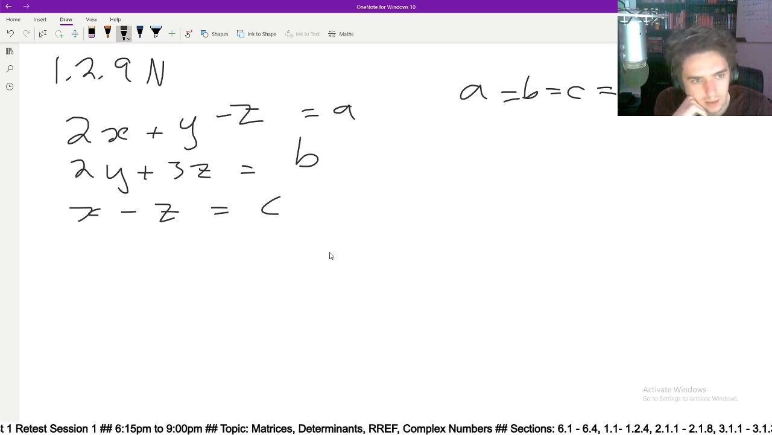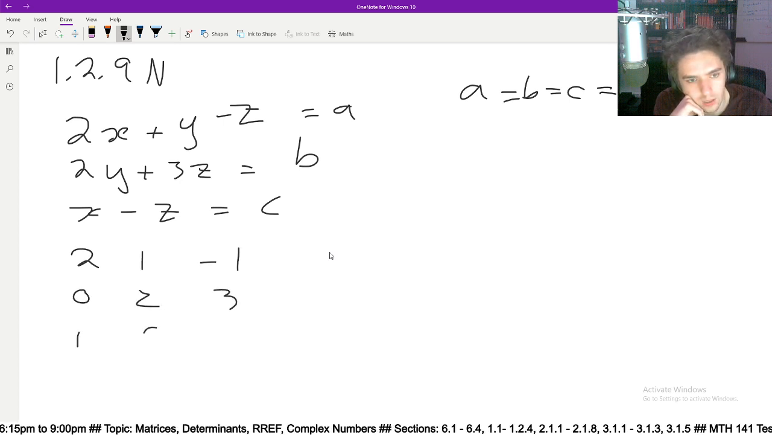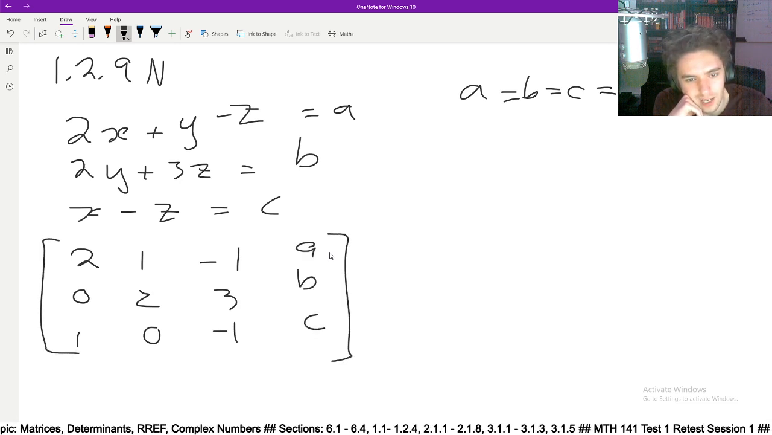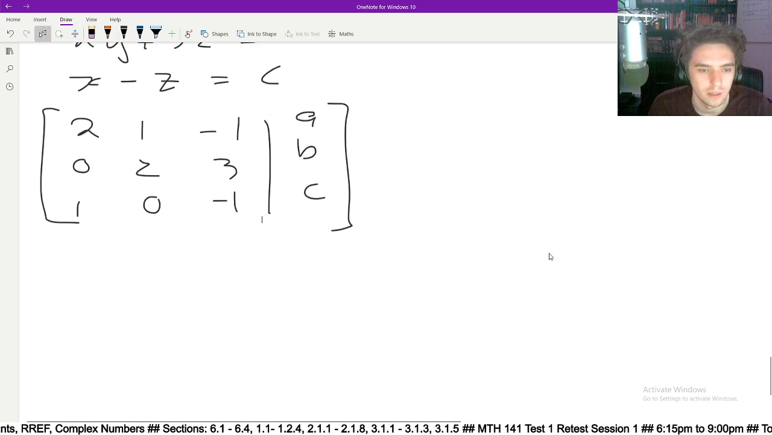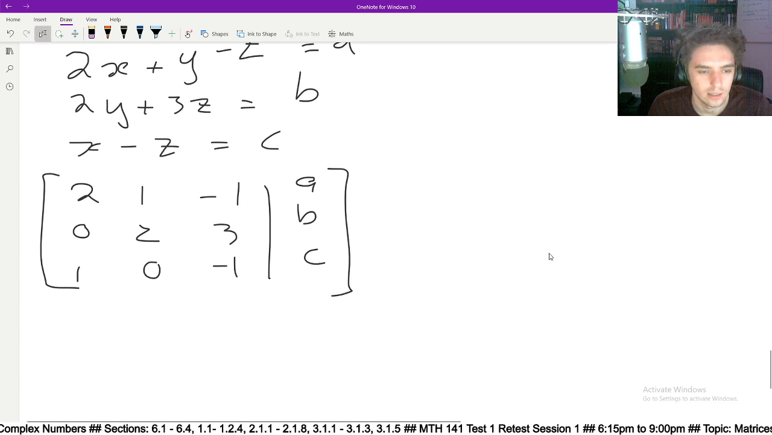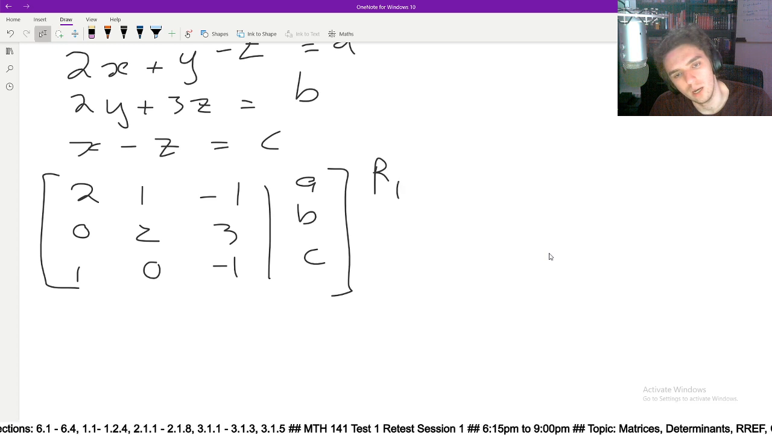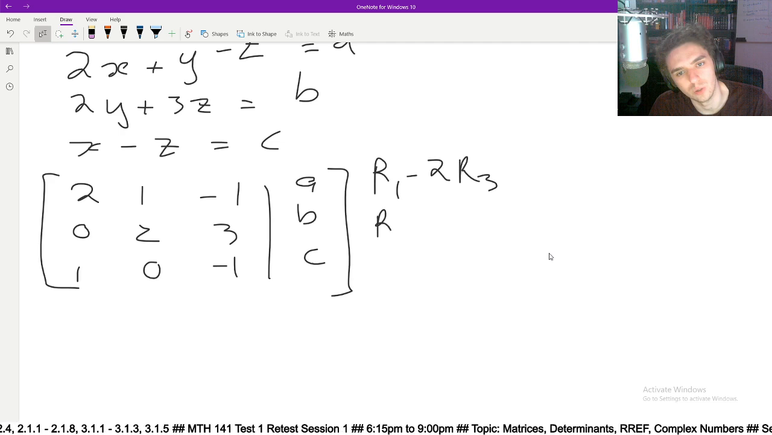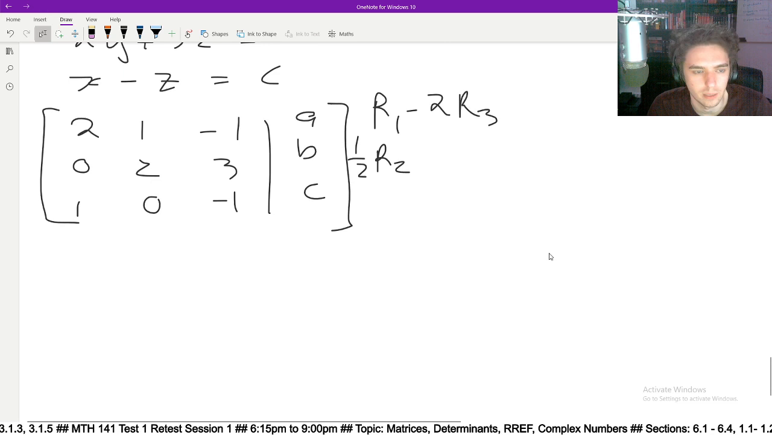Well, now we're going to have to do some math. So the augmented matrix is 2, 1, minus 1, 0, 2, 3, 1, 0, minus 1, A, B, C, bars. And we're going to put this into RREF. To do that, I will do row 1 minus 2 row 3. And I will do a half of row 2, which might be kind of stupid to do now, but whatever.